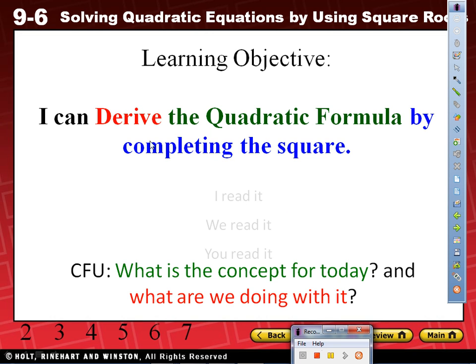Today's objective: I can derive the quadratic formula by completing the square. Let's read it together. 1, 2, 3. I can derive the quadratic formula by completing the square.